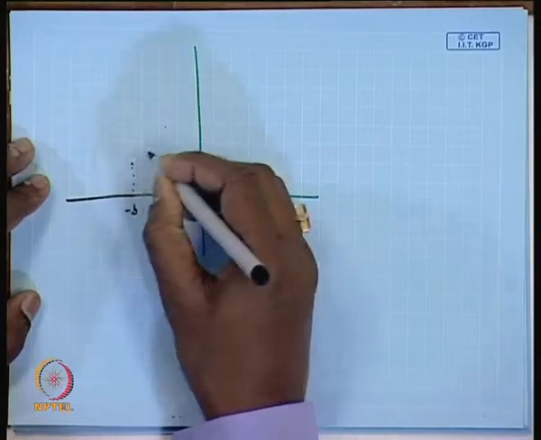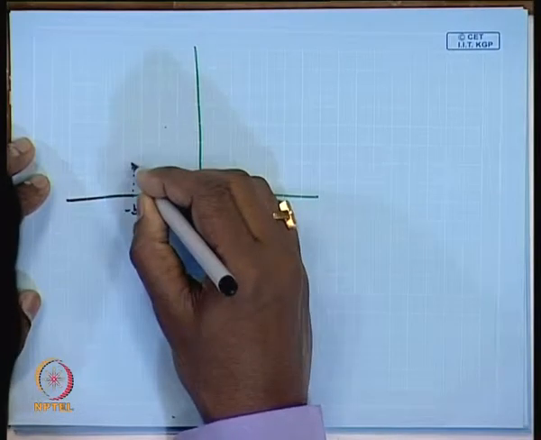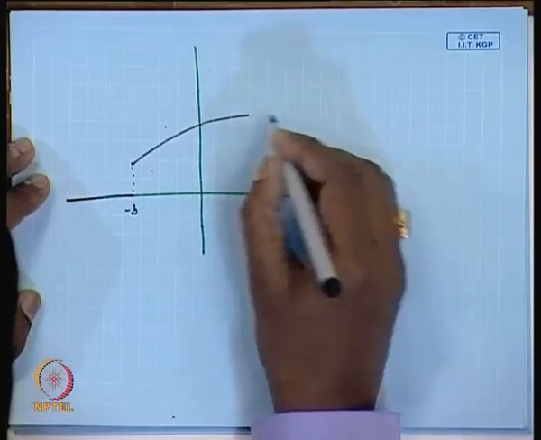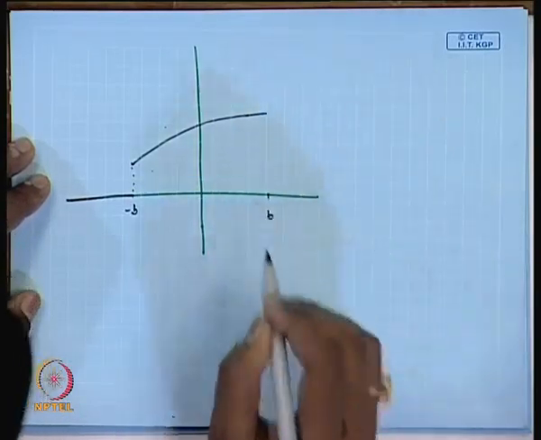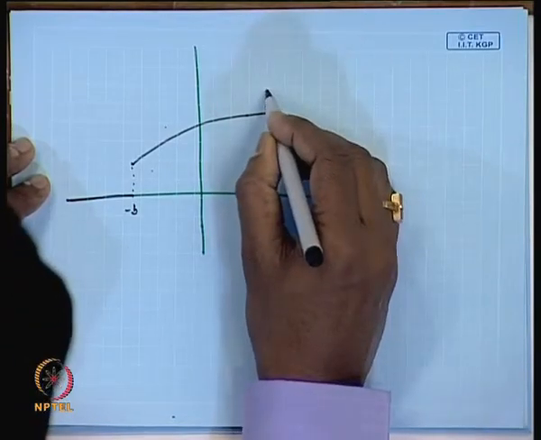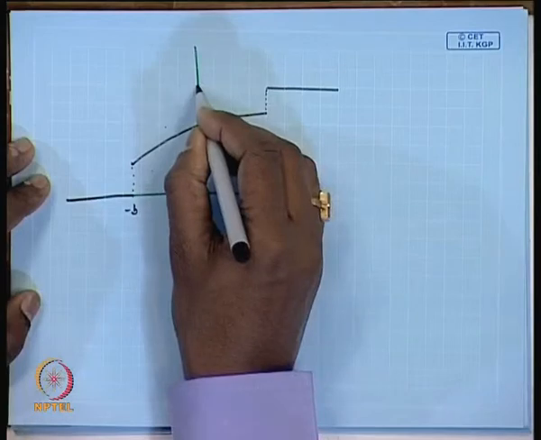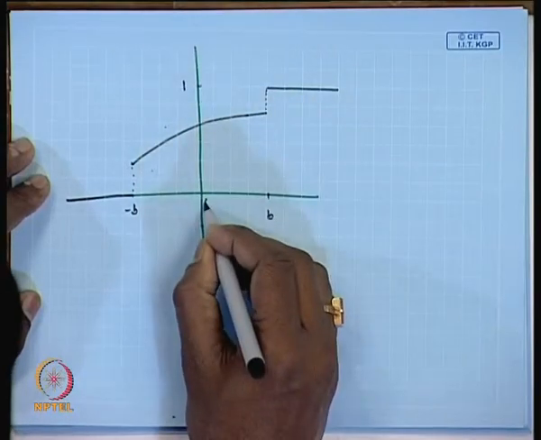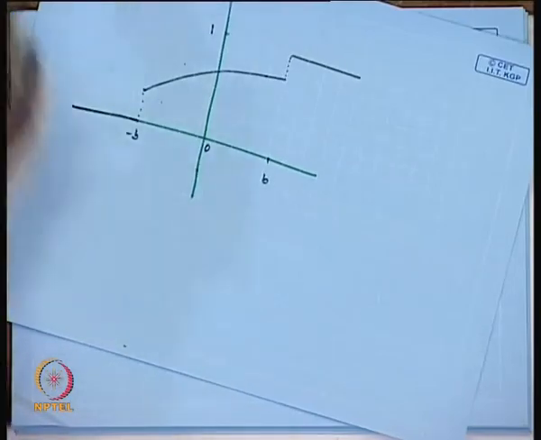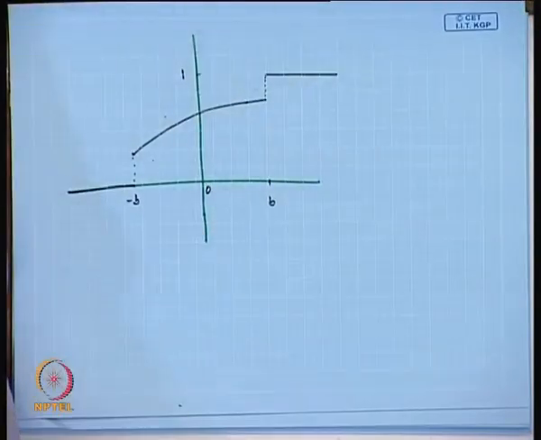So, it follows from here and goes up to plus b, and then this becomes equal to 1, and this is 0.